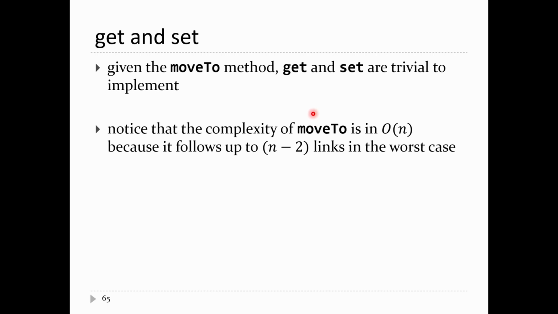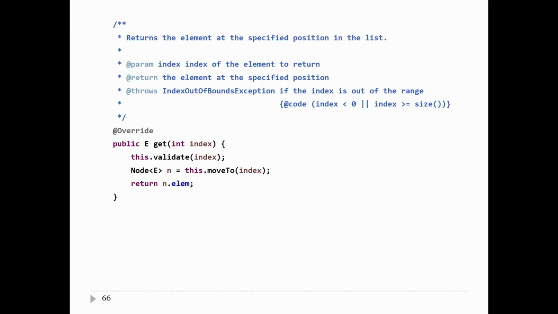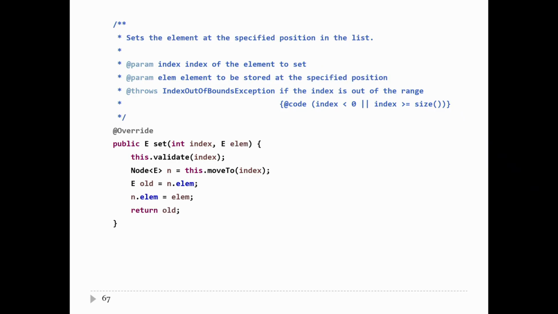The problem with move to is it's in O(n), and that means your get and set are going to be in O(n). So for get, validate the index, move to the node at that index, and return the element in the node at that index. Remember that move to has complexity big O of n, so get is also in big O of n. Set is exactly the same thing.